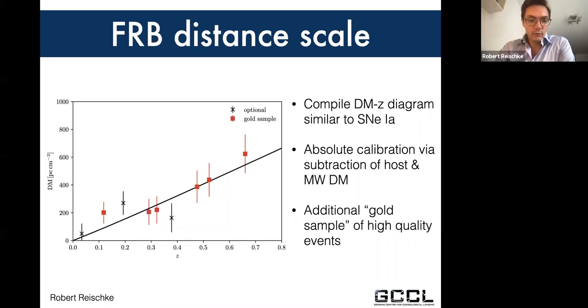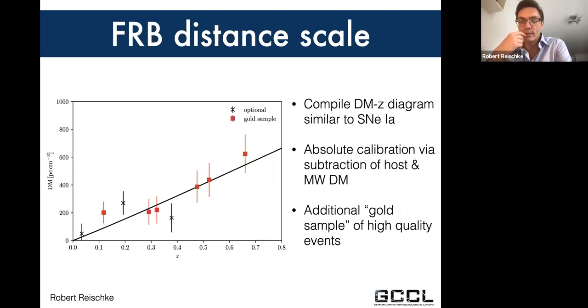Okay, so what I show you here is the dispersion measure on the y-axis and the redshift on the x-axis. This is the dispersion measure redshift diagram, which is very similar to the diagram you know from supernovae, where you have a distance modulus redshift diagram. The important thing is that you measure the dispersion measure, or some estimate of the distance, independently of the redshift. That is the crucial point here. And it's calibrated by subtracting the contribution of the host and the Milky Way dispersion measure. So what you see here is really only the large-scale structure dispersion measure as a function of redshift.